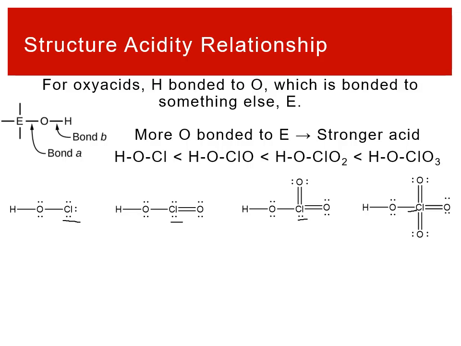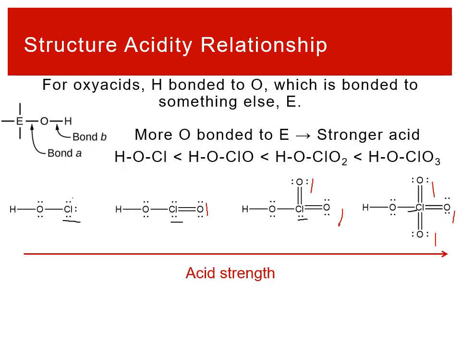And the more oxygens that are bonded onto that central chlorine atom, the stronger the acid is. So as I go up, I can see that I have 0 oxygens, 1 oxygen, 2 oxygens, and then finally 3 oxygens. As the number of oxygens increases, I get a stronger acid. You can just relate acid strength to the number of oxygens attached to that base atom, the chlorine in this case.